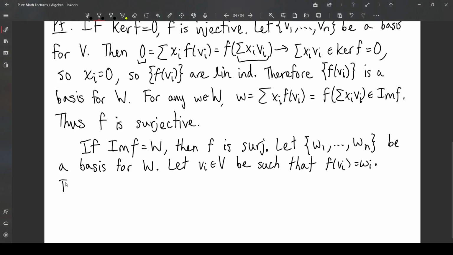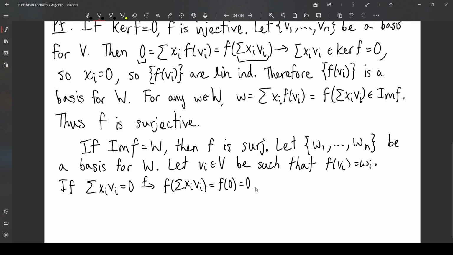So now note that if I have a linear combination of the v sub i giving me 0, then I can apply f on both sides. I get f of the sum of xi vi is equal to f of 0, and any linear map sends 0 to 0 because that's not really part of the definition, but it's part of the consequence that it is a homomorphism at the abelian group level. Remember that a vector space is sort of an abelian group with extra structure, right?